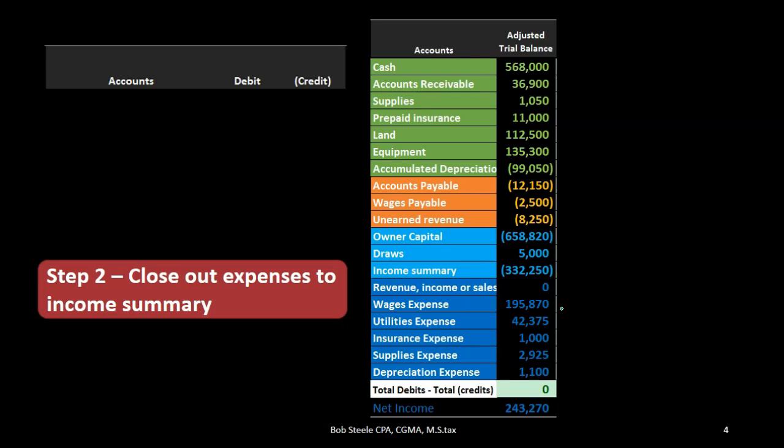We need to make it go down. Therefore, we're going to do the opposite thing to it. We're going to credit the wages expense. Now, because we're going to credit all the expenses, notice all the expenses have debit balances. They generally only go up.